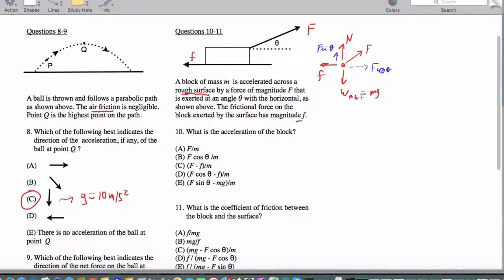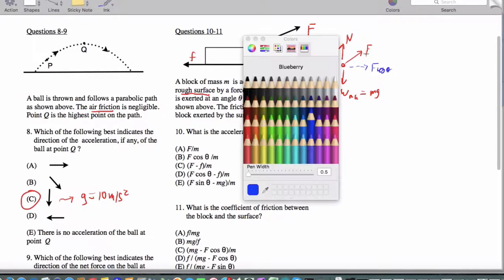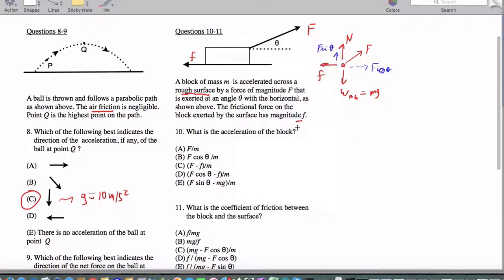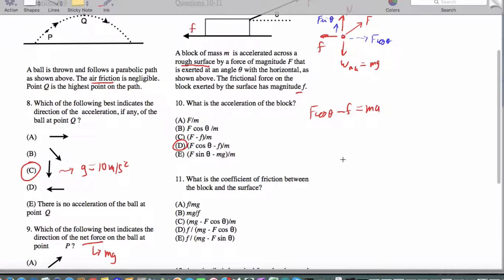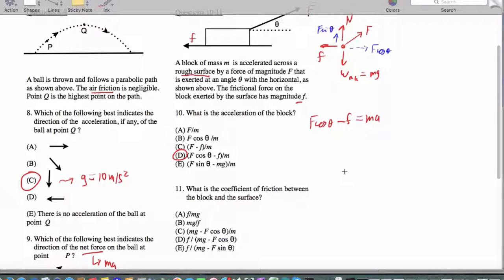So let's balance our forces. Well, we're accelerating, so we have balanced and unbalanced forces. So horizontally, we're going to have F cos theta fights the friction, and the effect is that the block accelerates. So if we're just looking for an acceleration, this is what we get. If we want the coefficient of friction, let's do it a little step at a time.